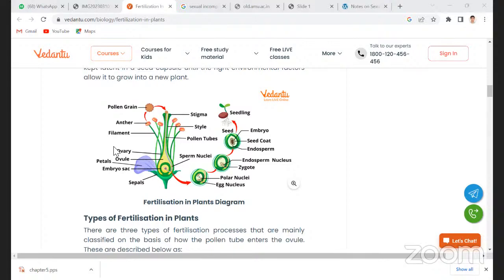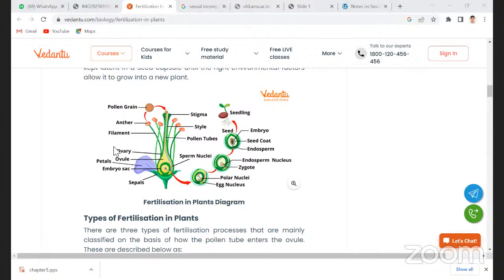Next, mesogamy. Here two ways are there. In this type the pollen tube enters the ovule through the funicle or through the integuments. The example of funicle is Pistacia, and for integuments the example is Cucurbitaceae. These are the examples of mesogamy. These are very, very important.